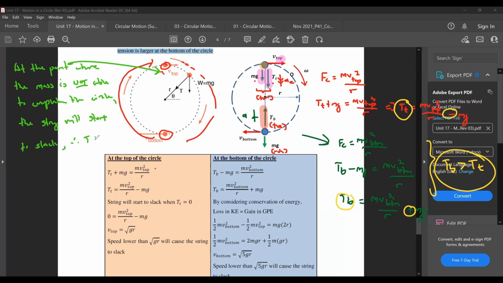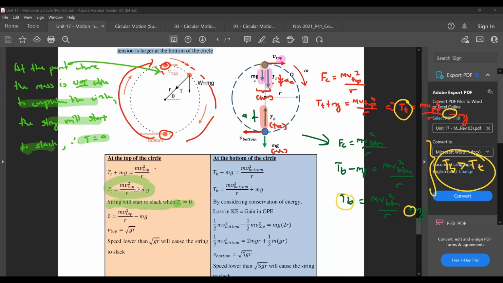Therefore, tension is 0. Okay, so you consider the case where something is at the point of not being able to complete the circle. When the thing moves up and is at the point of not being able to complete the circle, the string will actually start to slack. So when the string starts to slack, tension will be 0. So we consider that case and apply it to our analysis. String starts to slack when T is 0.